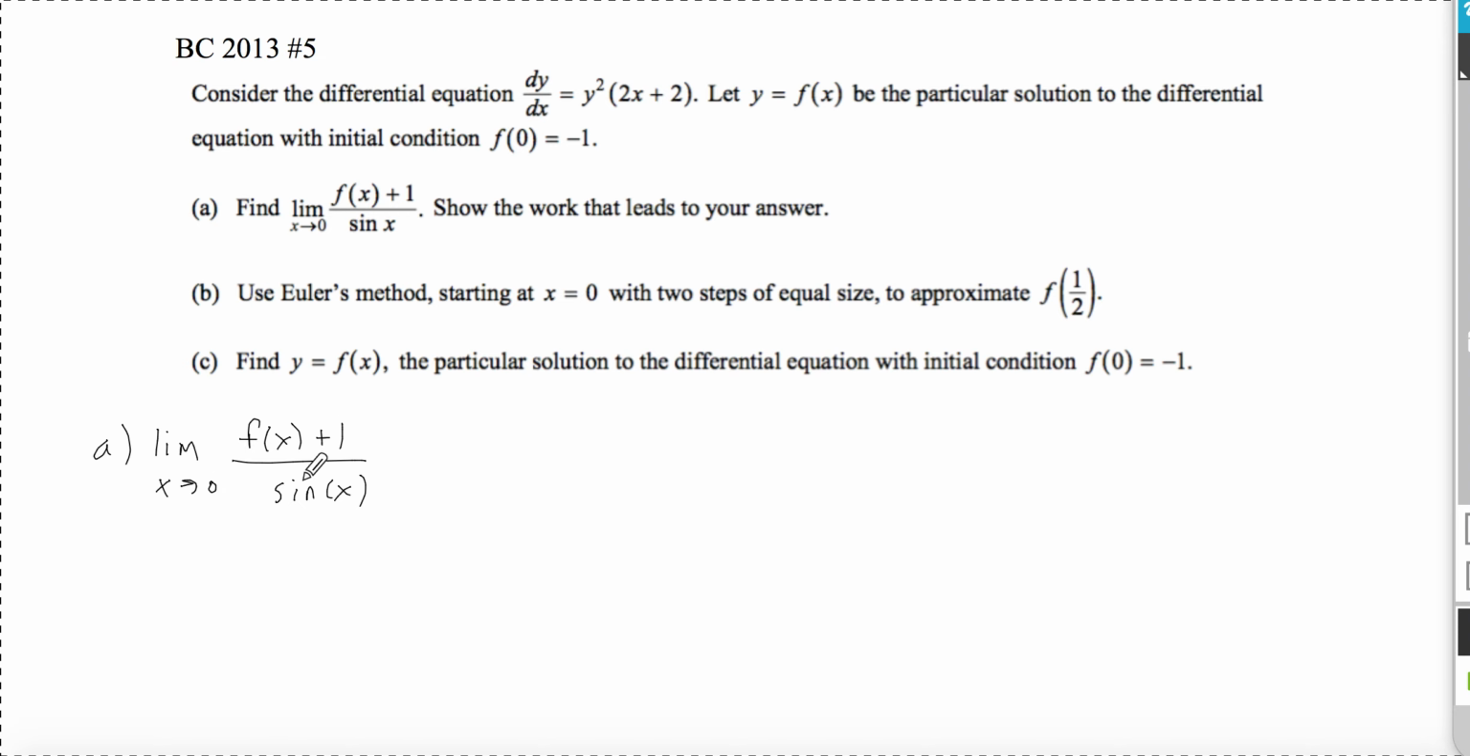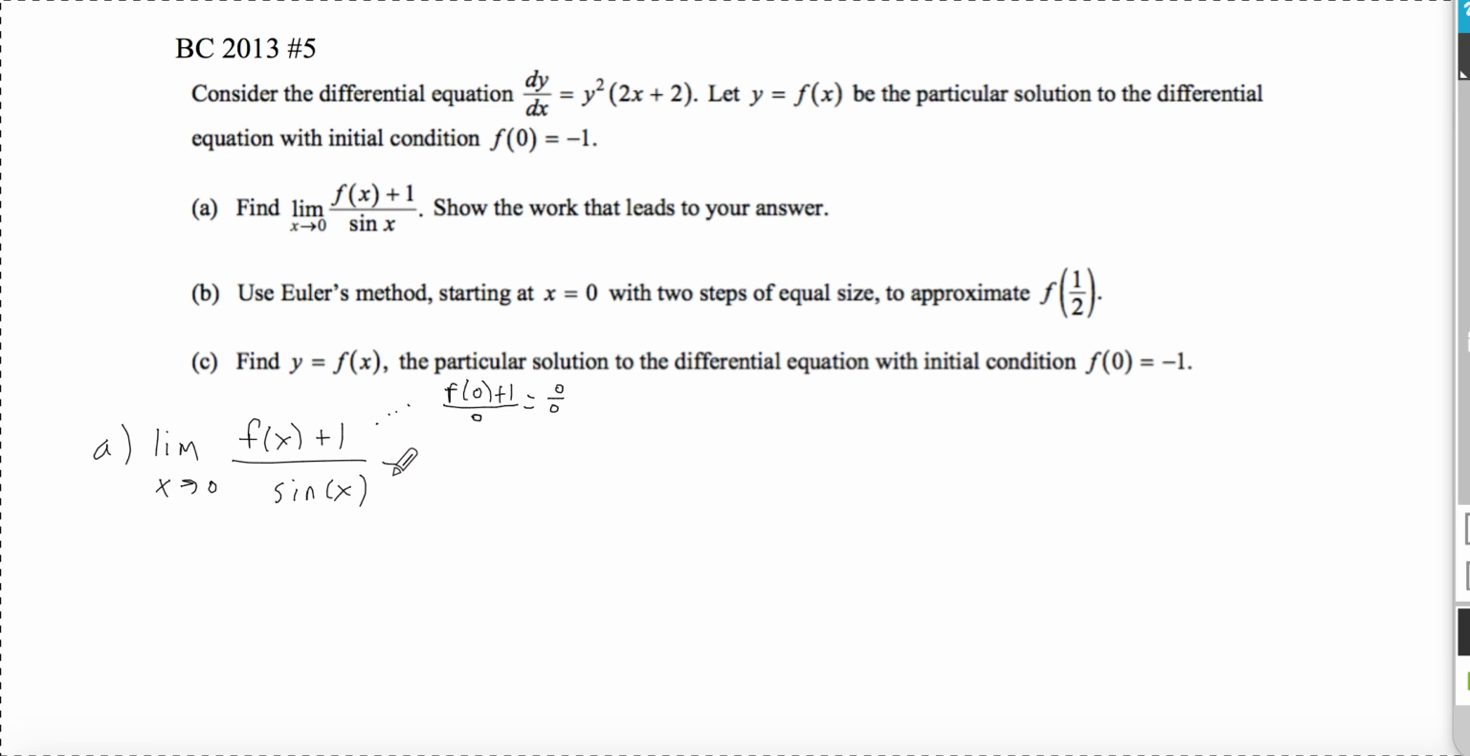All right, let's take a look. To evaluate a limit, we always first start by just plugging in. But if I plug in, what do I get? I would get f of 0 plus 1 over sine of 0. But sine of 0 is 0. What is f of 0? f of 0 is -1. So this would be 0 over 0, which is indeterminate.